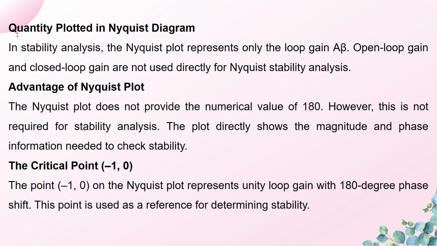So next is the quantity plotted in the Nyquist diagram. In the stability analysis, the Nyquist plot represents only the loop gain A beta. Open loop gain and closed loop gain are not used directly for Nyquist stability analysis. So only the loop gain is used for analyzing stability.